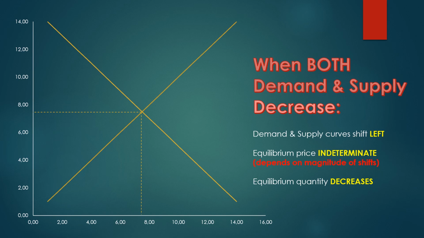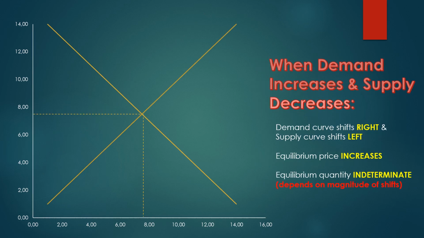Likewise, when both demand and supply decrease in tandem, both curves will shift to the left. Alright, so this will cause the equilibrium quantity to decrease. However, the equilibrium price will still remain indeterminate because this will also depend on the magnitude of the shift.